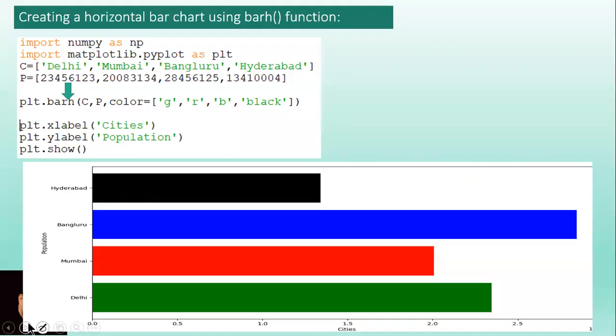Okay, let us see next. Now how to create a horizontal bar chart using BARH. H stands for horizontal. Very simple, and this topic is going to finish now. See, city and population, we have used same data. PLT dot barh instead of bar.